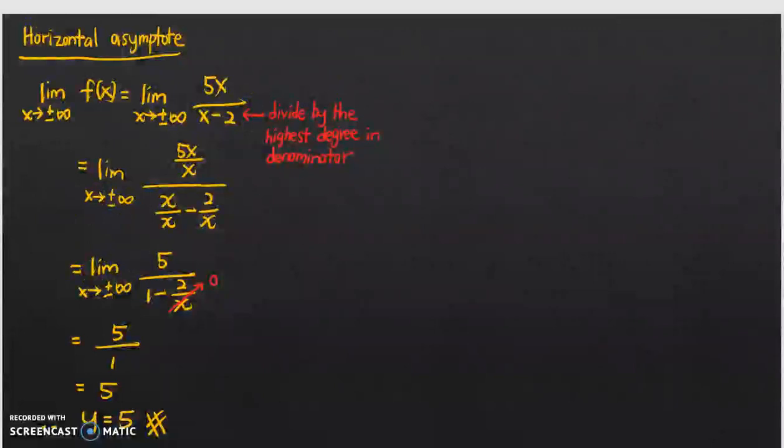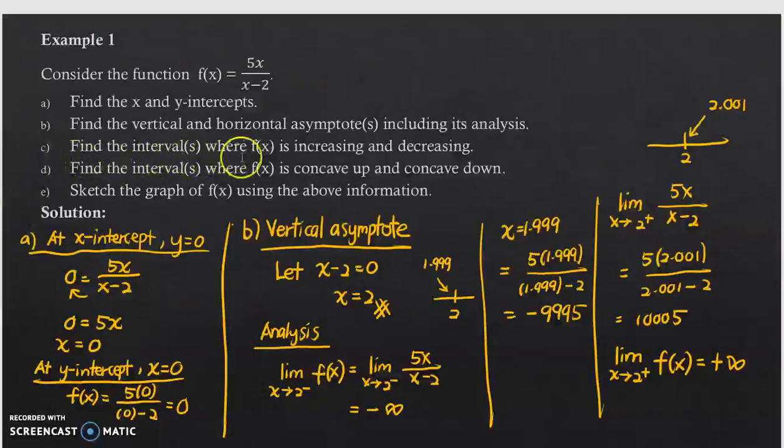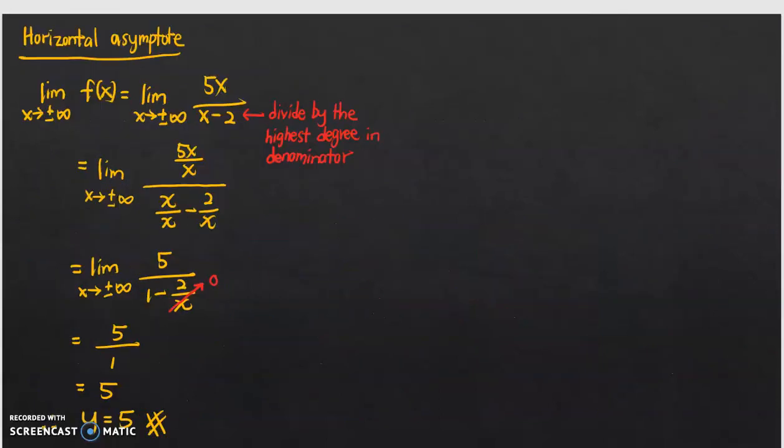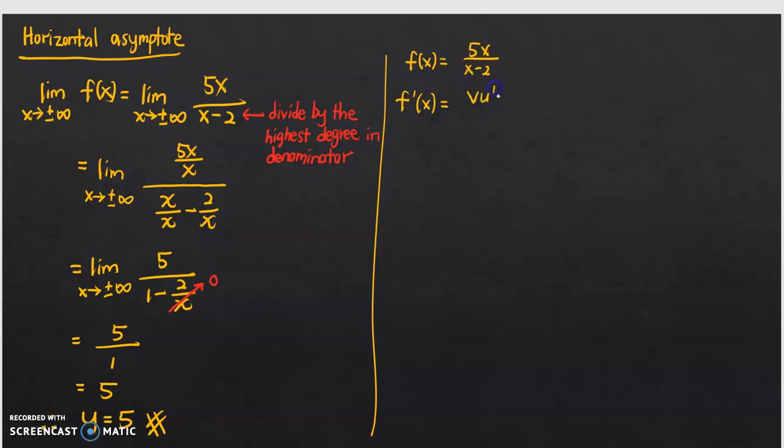So next, we'll look at C. Find the interval where f(x) is increasing and decreasing. So for C, we need to find the first derivative. Since our f(x) is equals to 5x over x minus 2, and this is a fraction, we will use quotient rule. f prime x is equals to vu prime minus uv prime over v squared.